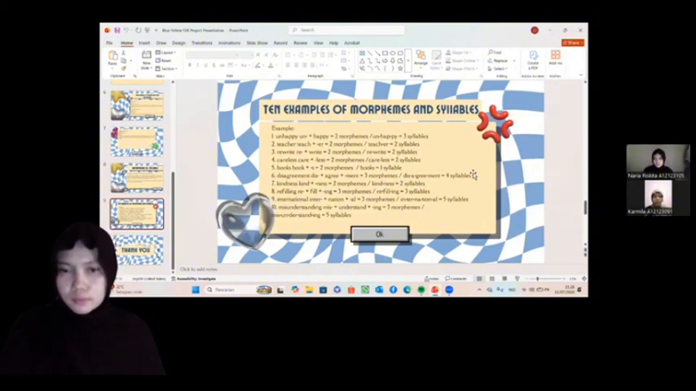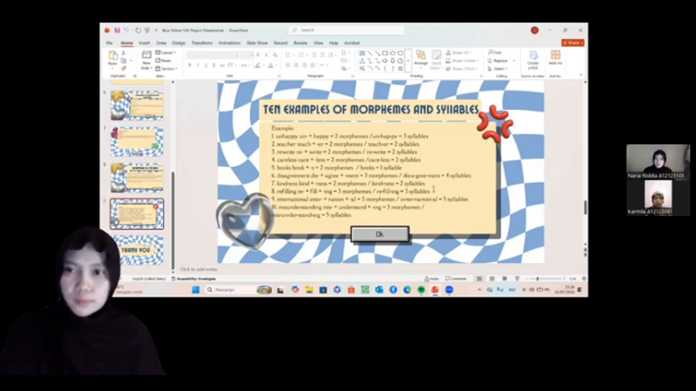Okay, the next is 10 examples of morphemes and syllables. The first is unhappy, 2 morphemes and 3 syllables. Teachers, a teacher, have 2 morphemes and 2 syllables. Rewrite has 2 morphemes and 2 syllables. Careless has 2 morphemes and 2 syllables. Books has 2 morphemes and 1 syllable.